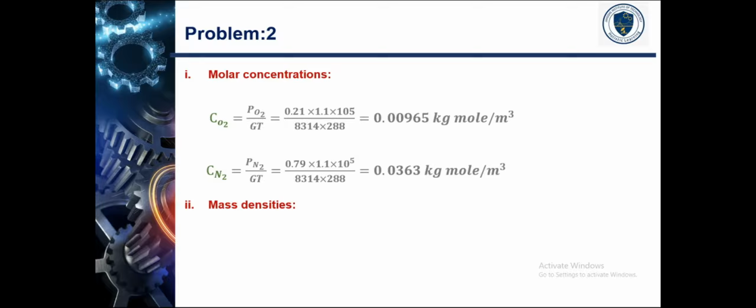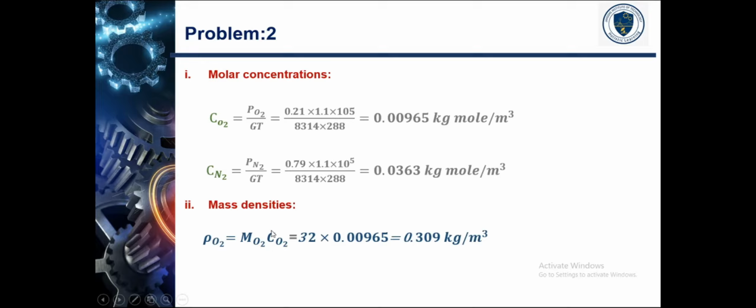In most of the problems the mass density is calculated using the relationship rho A equal to C A into M A. That is the only formula available for calculating the mass densities. So using the formula, rho of O2 is equal to M of O2 into C of O2. M of O2 represents the molecular weight of oxygen. C of O2 represents the molar concentration of oxygen.